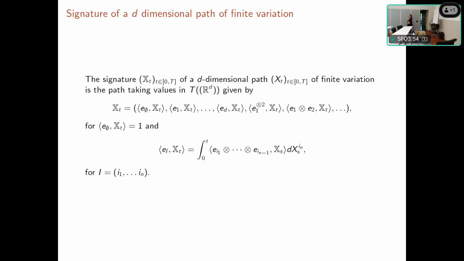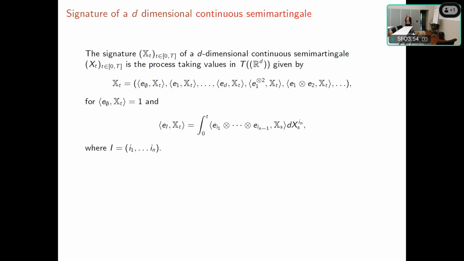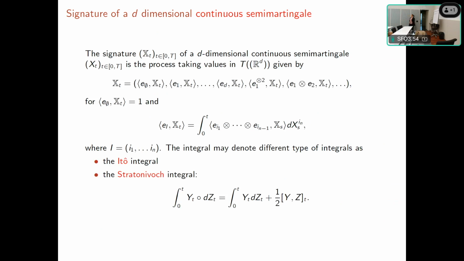Okay, but till now we were on finite variation, so Riemann-Stieltjes, the integral was okay. Now we want to use continuous martingales, and the definition is exactly the same, one-to-one with what we did till now. The only more delicate point is what we want to use as an integration here. And we will use 2 things. We can use Ito, or we can use Stratonovich.